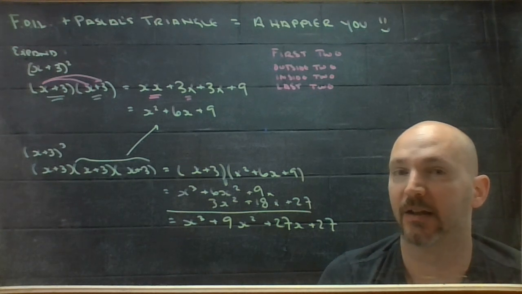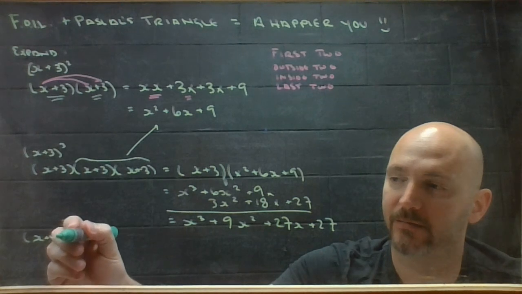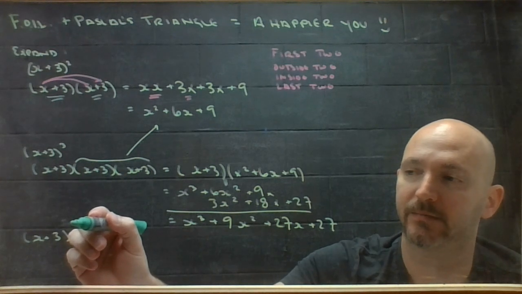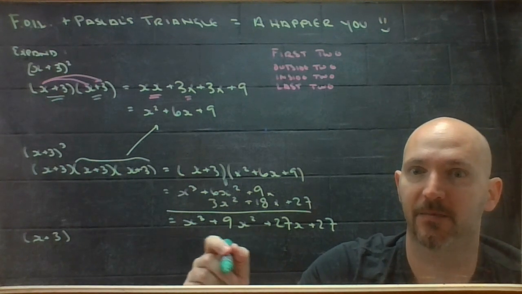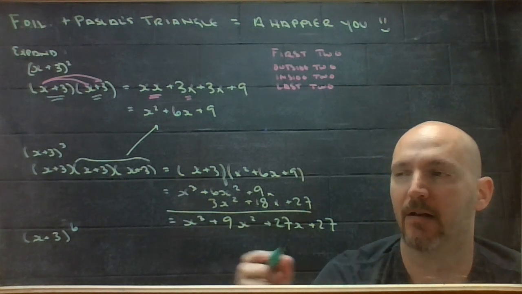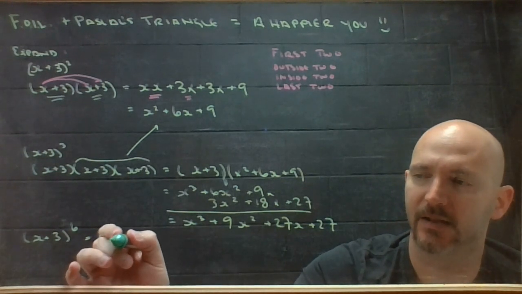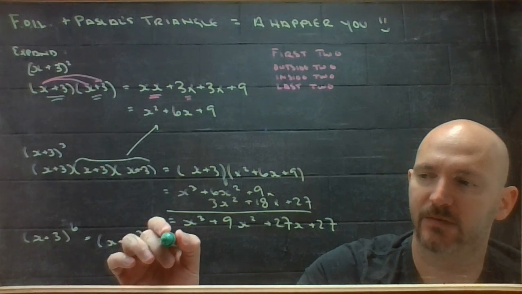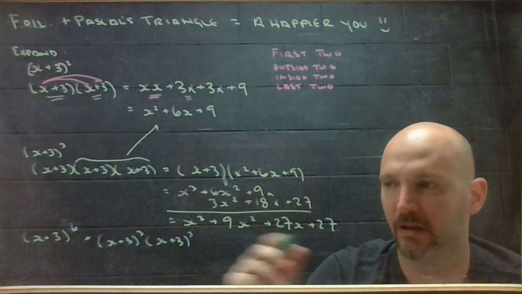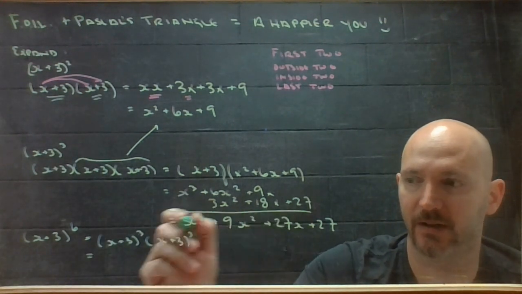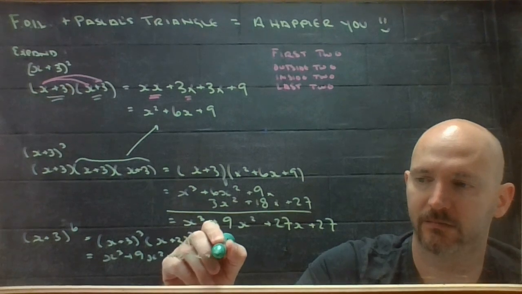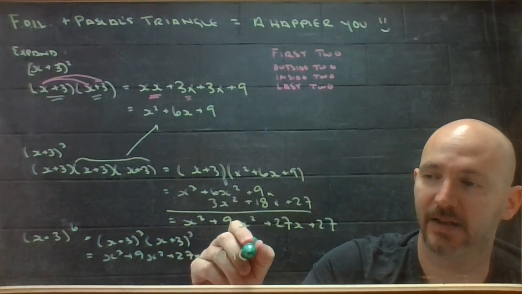Okay, now let's imagine for a minute we were doing x plus 3 to the power 4. Oh, forget power 4, let's do power 6. So that might happen to you. X plus 3 to the power 6 is the same as x plus 3 cubed times x plus 3 cubed. The cube times the cube is a 6th. That means I'm going to have to take this whole thing and multiply it by itself.